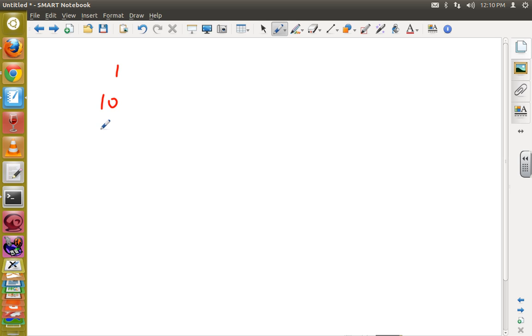How do you write 3? I'm in base 2. 1, 1. Now if you add 1, you carry. So what do you get? 100. Add 1, what do you get? 101. Add 1, what do you get? 110. Add 1, what do you get? 111.